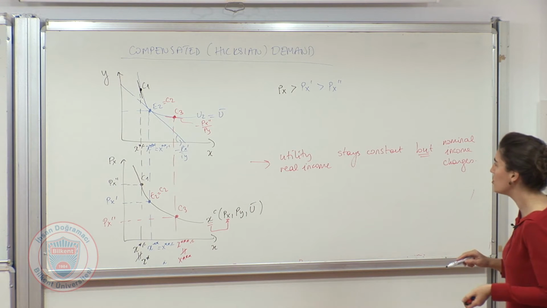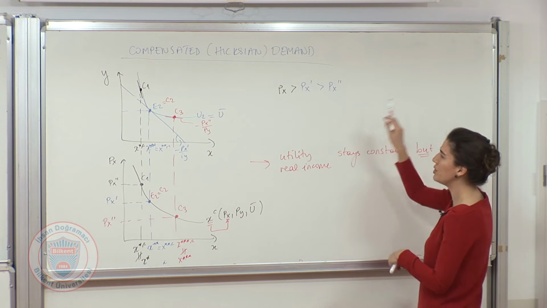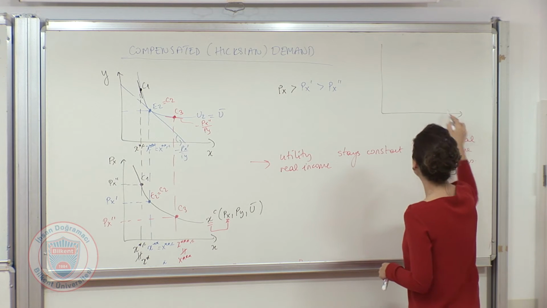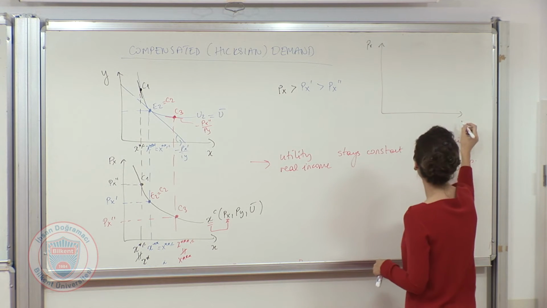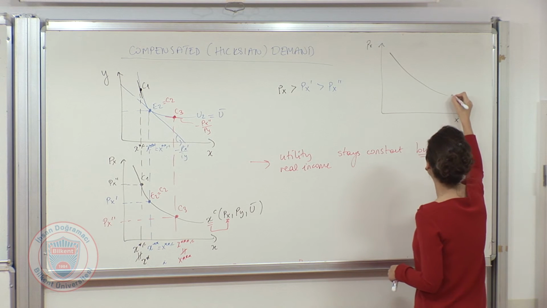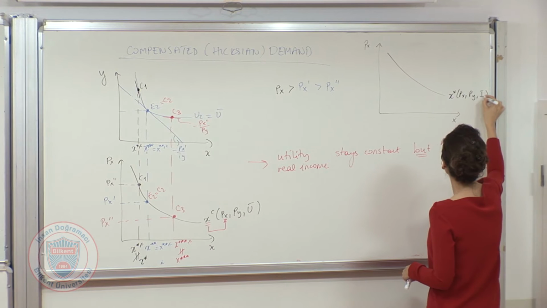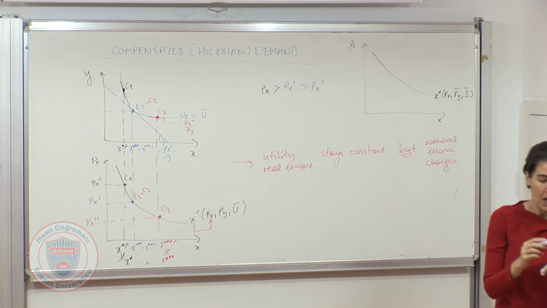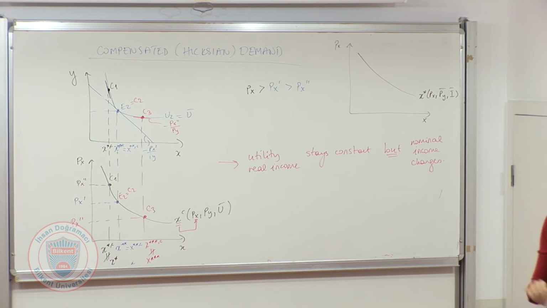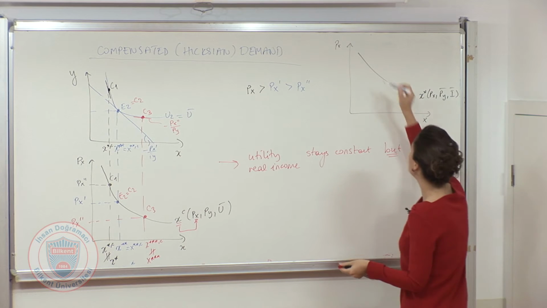And then you told me, what is the relationship between these two demand curves? Suppose I draw X star with Px on the vertical axis and X on the horizontal, keeping Px, Py, I the same. How shall I draw the compensated one? Is it steeper or flatter? Steeper, right? So you said it should be steeper.